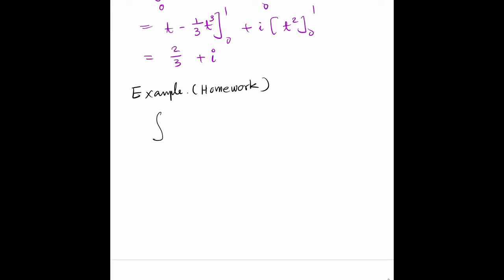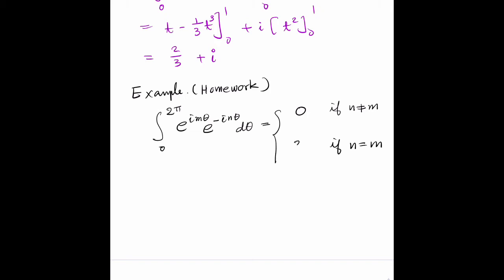So integral 0 to 2 pi e to the i m theta e to the minus i n theta d theta. You compute this one. This is exactly 0 if these integers are different. If n equals m, what would it be? This is easy, 2 pi, right?